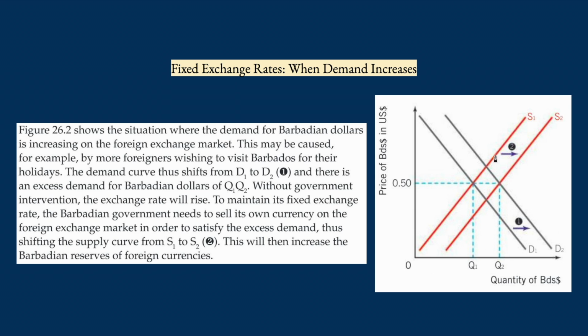And as you guys can see, the one major difference here is that these numbers have been switched, showing that demand increases first before supply increases. So let's take a look at how this works. In the graph here, it shows the situation where the demand for Barbadian dollars is increasing on the foreign exchange market. Now, like we said before, the supply of Barbadian dollars on this Forex market, if I draw it again here, may be caused by imports.